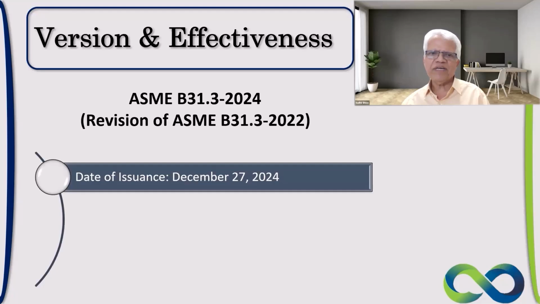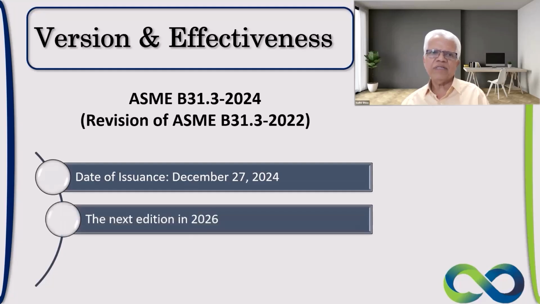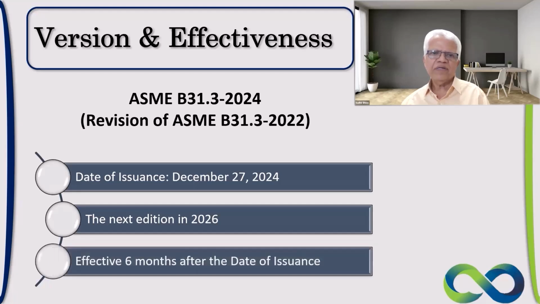Then additional information on the first page is the date of issuance. For this particular code, it is December 27, 2024. That is the date of issuance. Then we have the next edition in 2026. So it also talks about the expected new edition of the current code. The new edition is going to come in the year 2026. And it also gives you the effective date. It says that it is effective 6 months after the date of issuance.